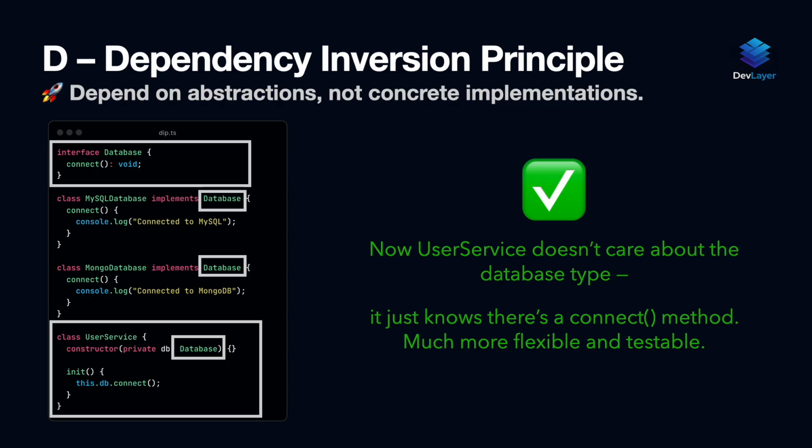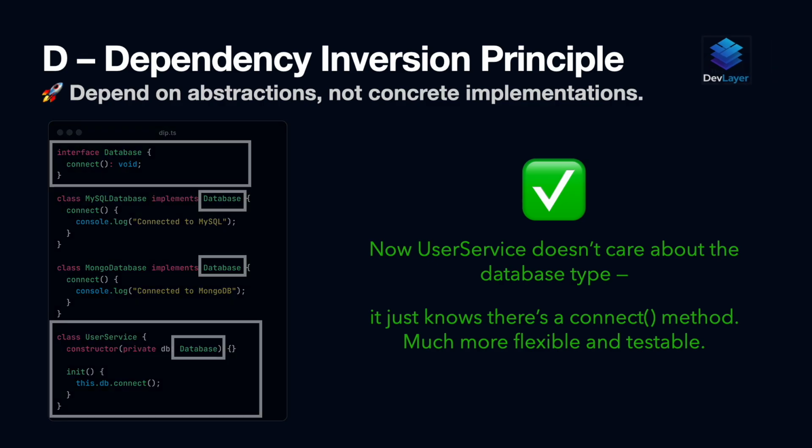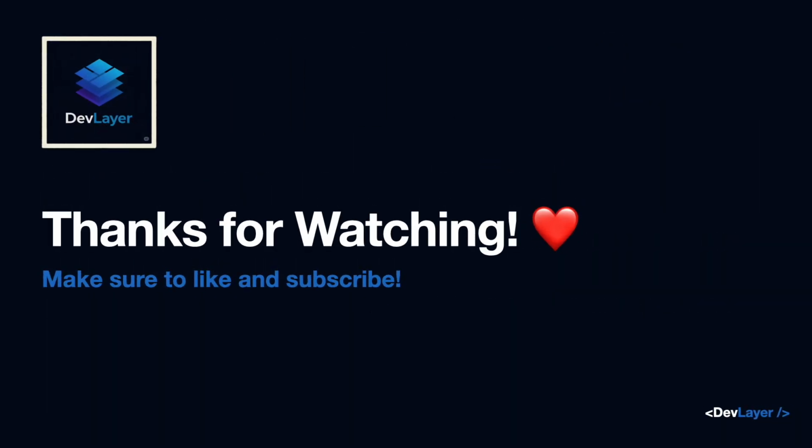The key takeaway here is that we should never hardcode dependencies inside our classes. Instead, we should define interfaces and let the actual implementations get injected. And that's a wrap on the SOLID principles. These five simple but powerful ideas can truly transform how you think about writing code.